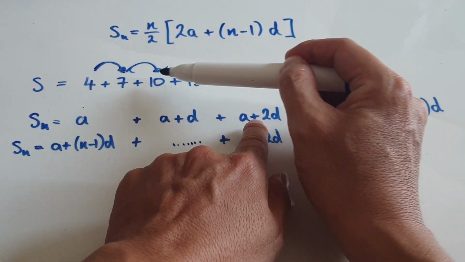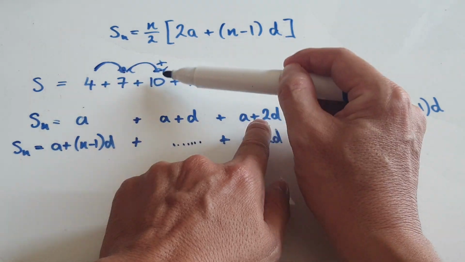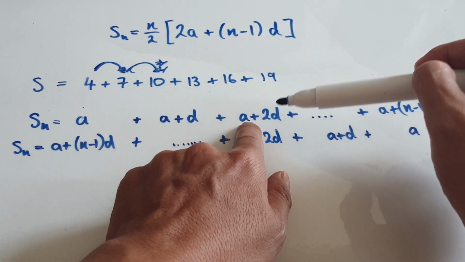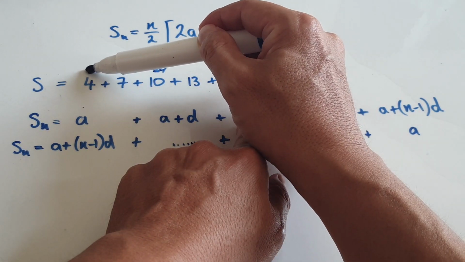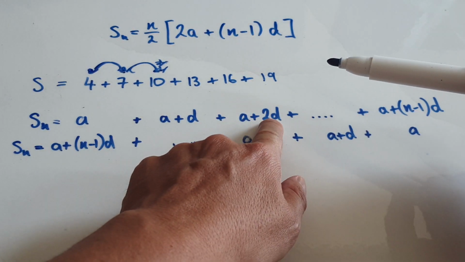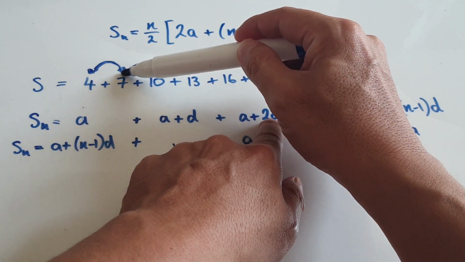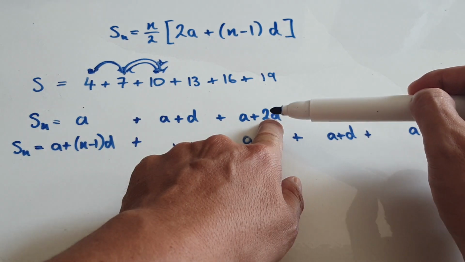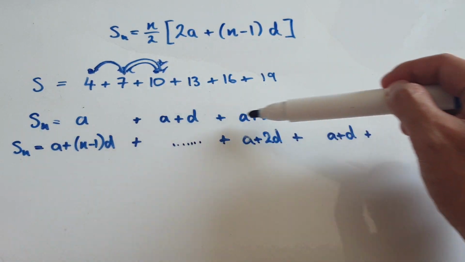So here, for the third term, 1, 2, 3. For the third term, it would be you starting at A, which is your first term, and then add twice the difference, 1, 2. That would give you your third term, and so on. So it follows this pattern here.